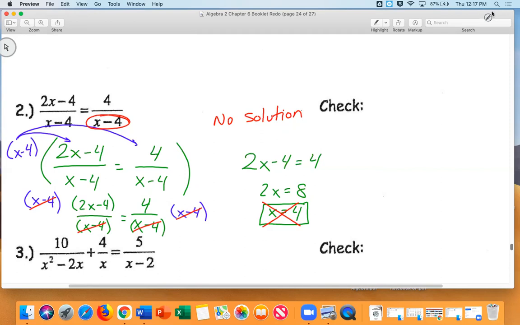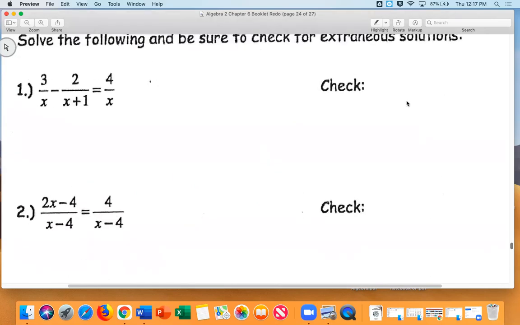Now that I've told you not to forget the stuff you've already learned, let's look at number 1. Number 1 looks more complicated. It is a little bit more complicated. But Julia, I want you to notice something. Do you see how this fraction here and this fraction here both have a common denominator of x? Why not bring them together, right? If I bring them together, then I simply have one fraction equaling another fraction. I don't have to make common denominators. I could cross multiply, and then go from there.